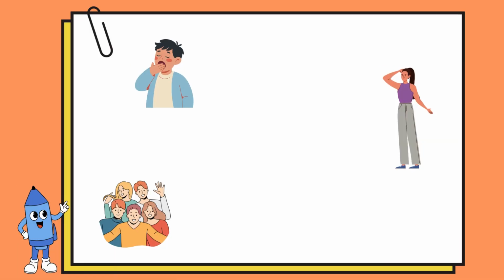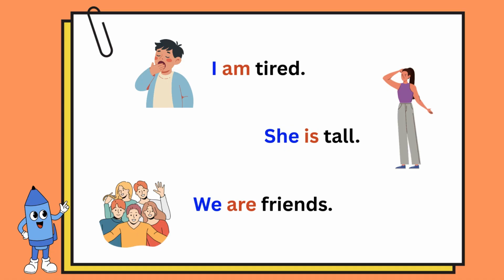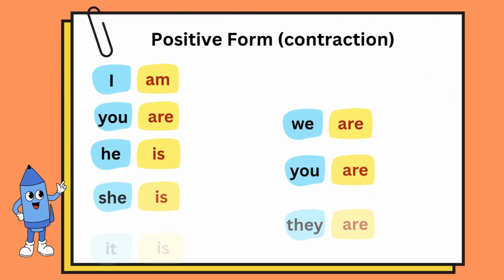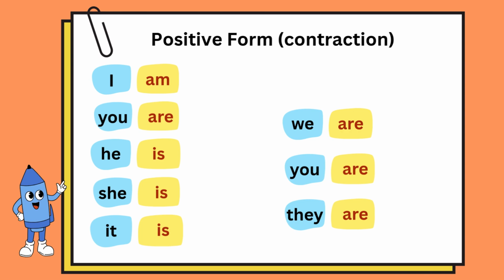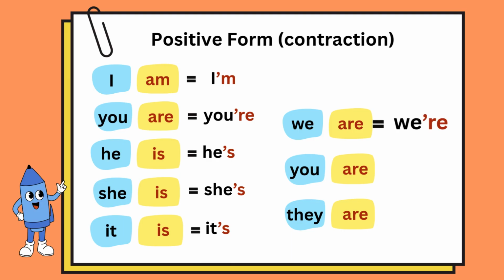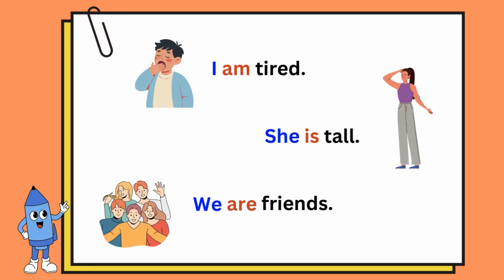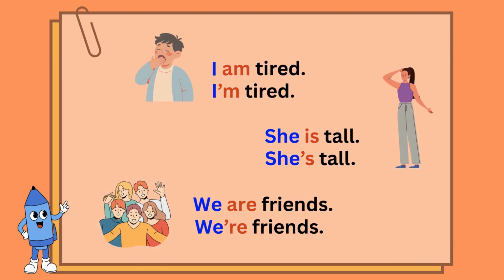Now let's look at some examples. I am tired. She is tall. We are friends. You can also use the short form. I'm, you're, he's, she's, it's, we're, you're, they're. We can also say, I'm tired. She's tall. We're friends.